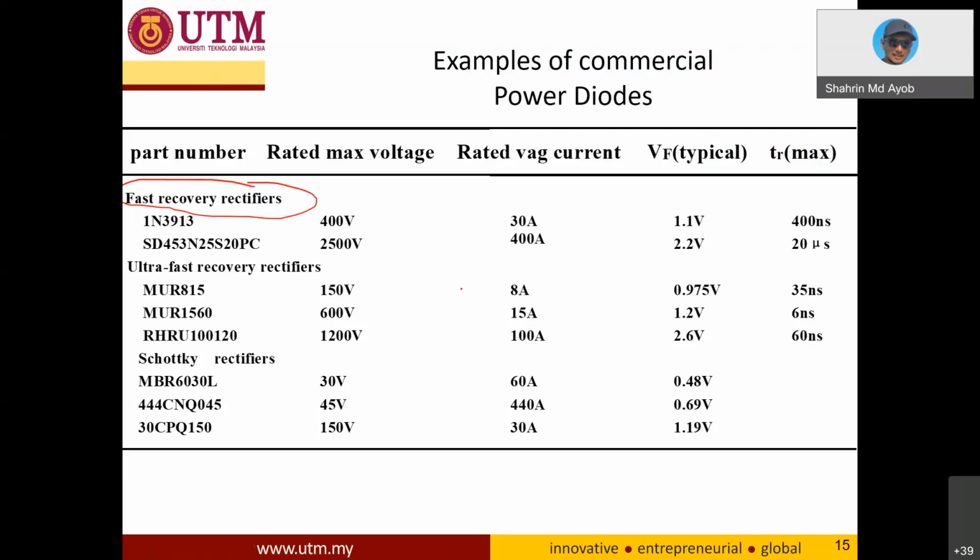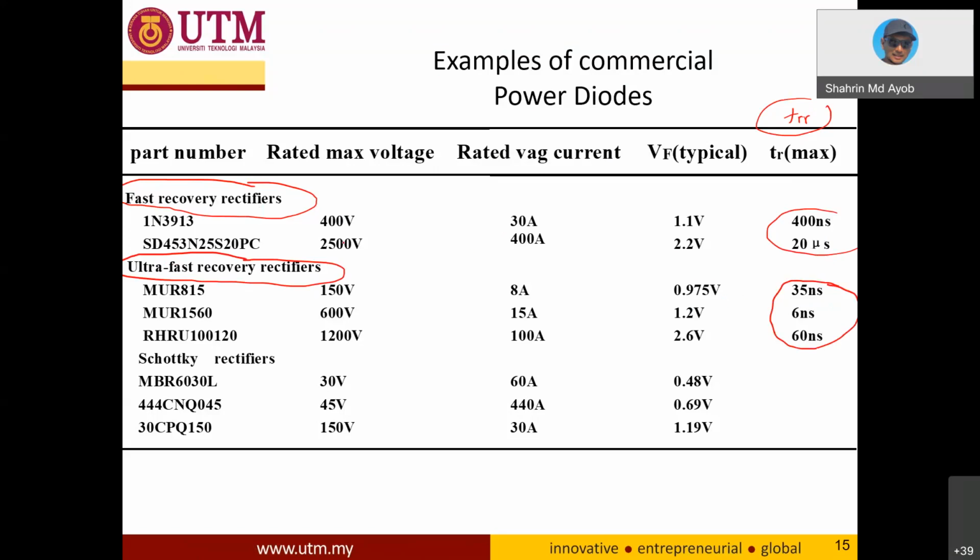Fast recovery, and then we have ultra fast recovery. The meaning of fast and ultra fast depends on, as you can see, the time TRR, time reverse recovery. So the ultra fast recovery rectifier has a faster TRR compared to the fast recovery rectifiers.